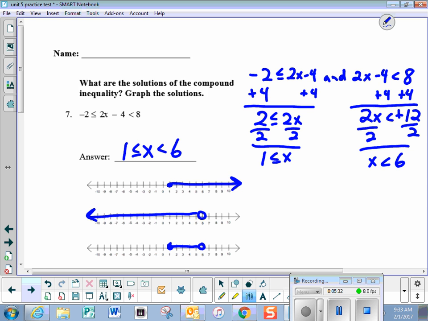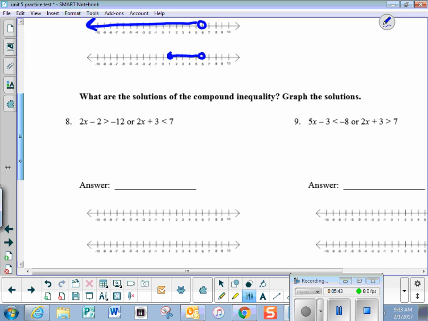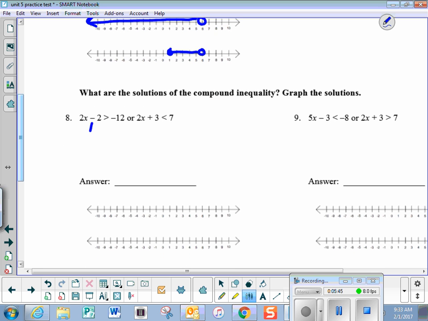Okay? You'll get a point for the inequality and a point for the graph. If you get the inequality wrong, but you graph what you wrote correctly, then you still get the graphing points. Number 8. Add 2 to both sides. So I get 2x is greater than negative 10. Divide by 2. X is greater than negative 5.